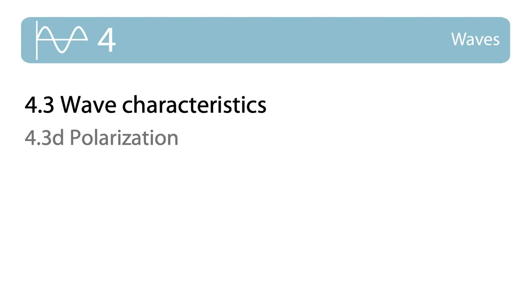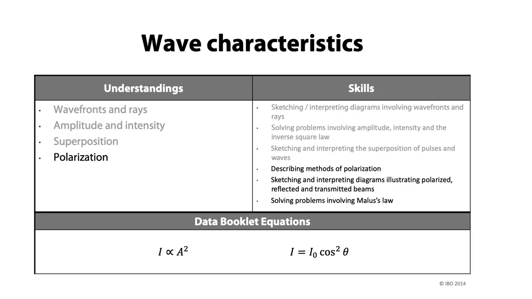Welcome to this final vodcast on IB Physics topic 4 wave characteristics, or 4.3 wave characteristics, where we look at polarization. So the understanding here is polarization, and there are 3 skills. We've got to describe methods of polarization. We've got to sketch and interpret diagrams illustrating polarized, reflected and transmitted beams, and we've got to solve problems using Malus's Law. And we'll be revisiting somewhat that intensity is proportional to amplitude squared, and also looking at this other equation on the bottom right.